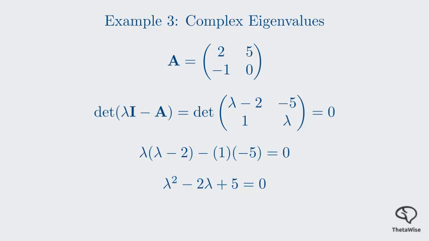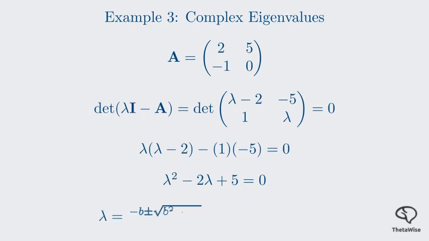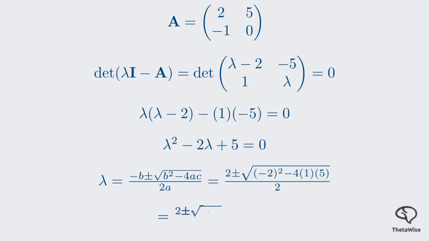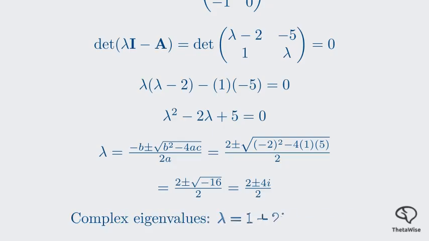This quadratic equation does not factor easily, so we use the quadratic formula. The quadratic formula gives us lambda equals 2 plus or minus the square root of 4 minus 20, all divided by 2. This simplifies to 2 plus or minus the square root of -16, divided by 2. The square root of -16 is 4i, so the eigenvalues are 1 plus 2i and 1 minus 2i. Notice they are a complex conjugate pair, which is always the case for real matrices. We have now seen real and repeated, real and distinct, and complex eigenvalues.